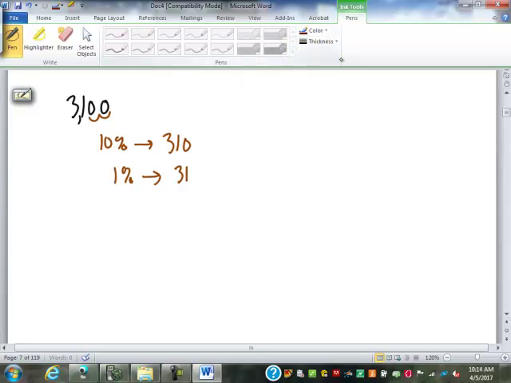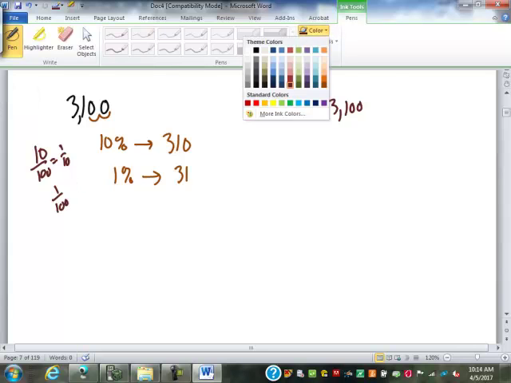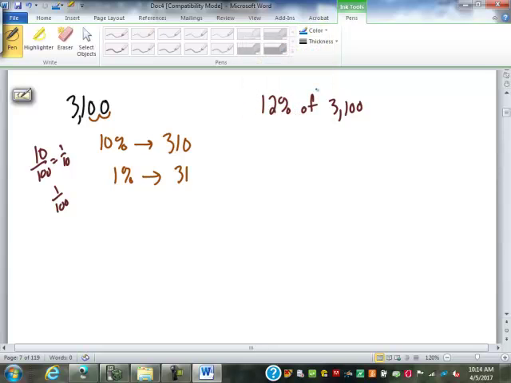So if I want to find 12%, well, 10%, you move it over one spot. So it went from 3,100 to 310. Because 10%, remember, is 10 out of 100, or just 1/10. 1% is just 1/100th, 1 out of 100. You look confused. Yeah. Maybe so.